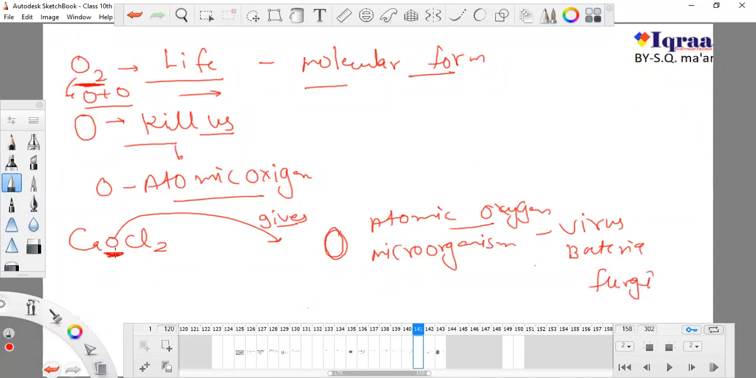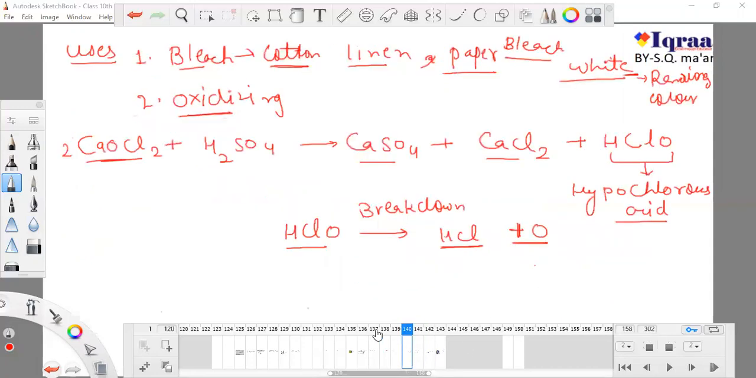So this calcium oxychloride contains a single atom of oxygen, and a single atom of oxygen is lethal, toxic, and life taking. Whenever it frees this single oxygen, it will kill this entire range of microorganisms. So this is the reaction. You are not supposed to remember this reaction, but it would be better if you do. I just want to tell you, it is a very important thing.